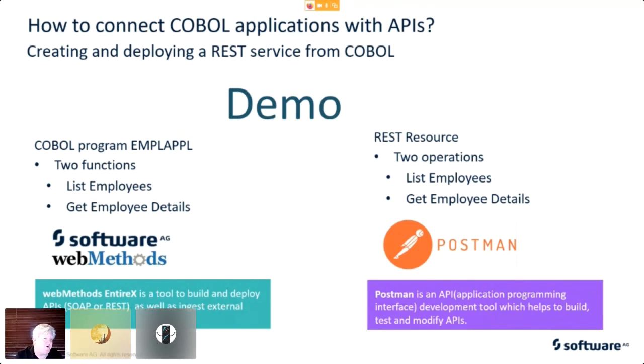So we're going to do a quick demo with the Software AG Web Methods solution so we can actually take a look at some COBOL code, look at some of those programming considerations that we talked about. It's going to be a simple COBOL program called Emple Apple. Two functions within that, two capabilities. It lists the employees and it gets an employee's details. What we're going to do is publish that out as a REST resource with two operations, two functions, list employees and get employee details.